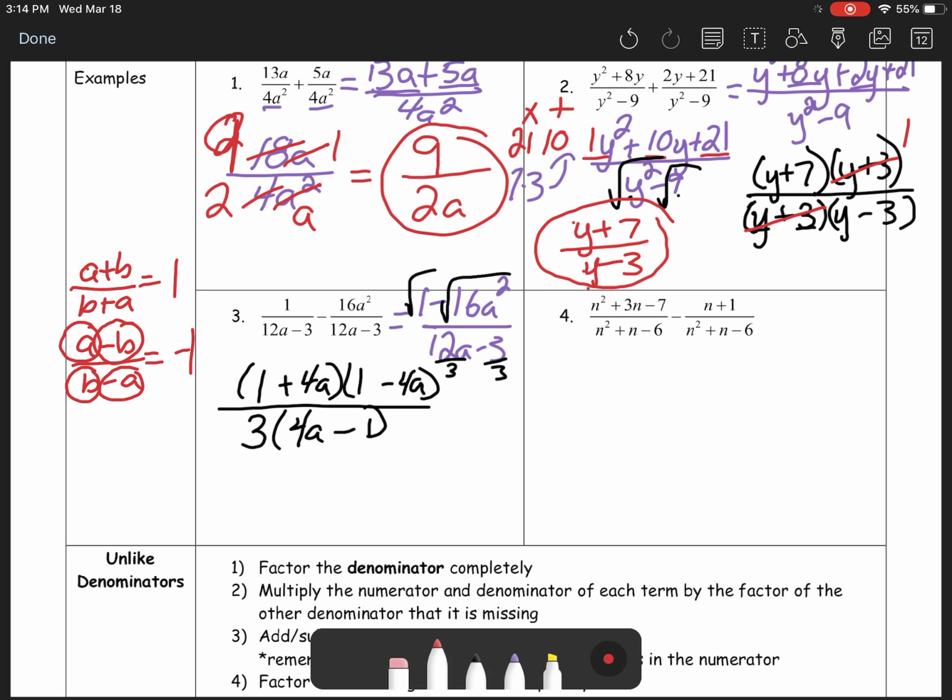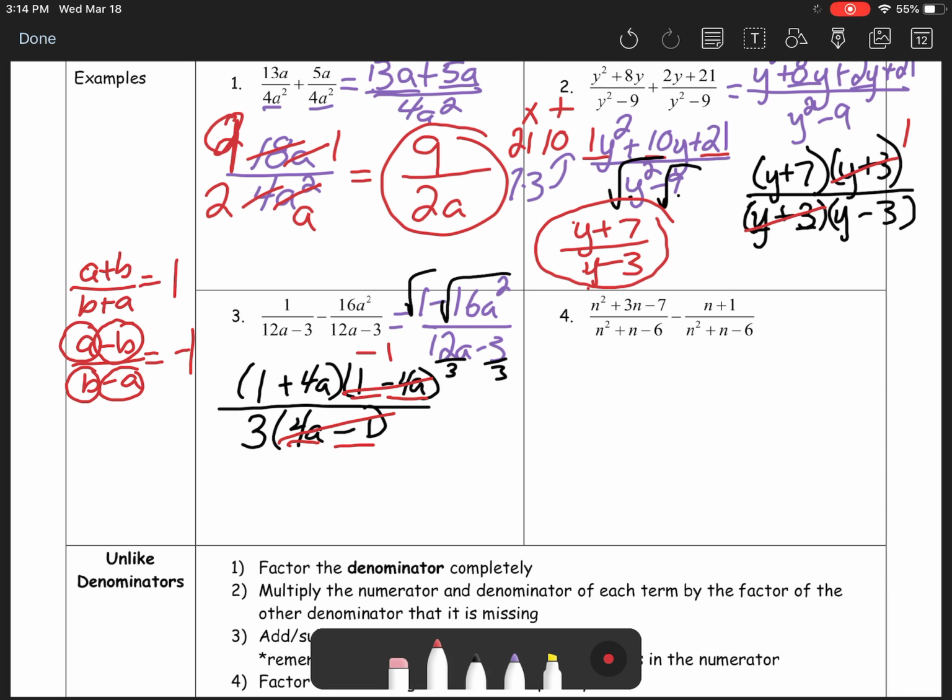So I look and I say, okay, well, my 4a is positive here, but it's negative up here. My 1 is negative down here, but it is positive there. So these are opposites, and they do divide out, but they don't divide out to be positive 1. These two actually divide out to be negative 1, and those are the only things that I can divide out.